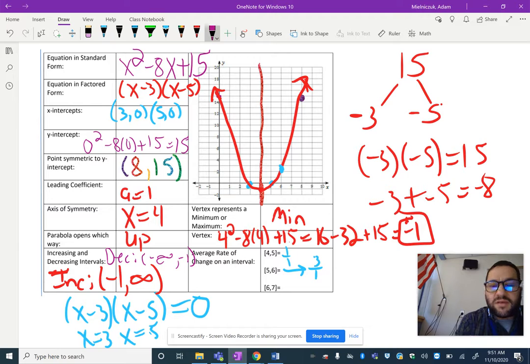And then from 6 to 7, so we're going to put our answer here. Well, if 6 is at 3, and we know 7 is going to be at, let's see, what's 7 going to be at? 7 squared is 49. 49 minus 56 is negative 7. So that's going to go to 8. So we're going to go up 5 over 1.